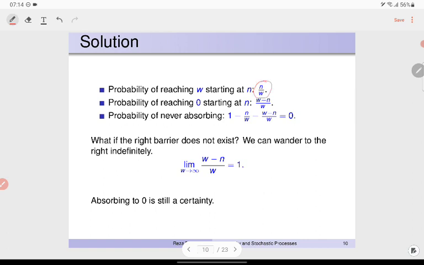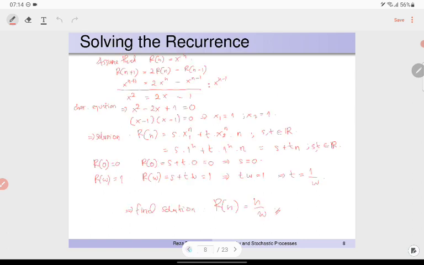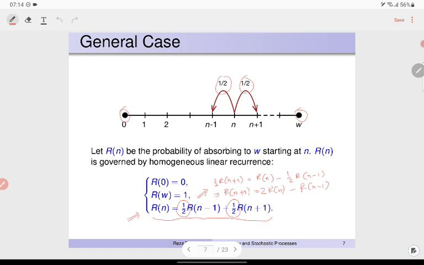What if we are interested in the probability of reaching 0? In this case, we have to modify the boundary conditions of this homogeneous linear recurrence. R0 will become 1, because when we are at position 0, we have already hit our goal, and it happens with probability 1. In contrast, R_W will become 0. You can try to solve this yourself.